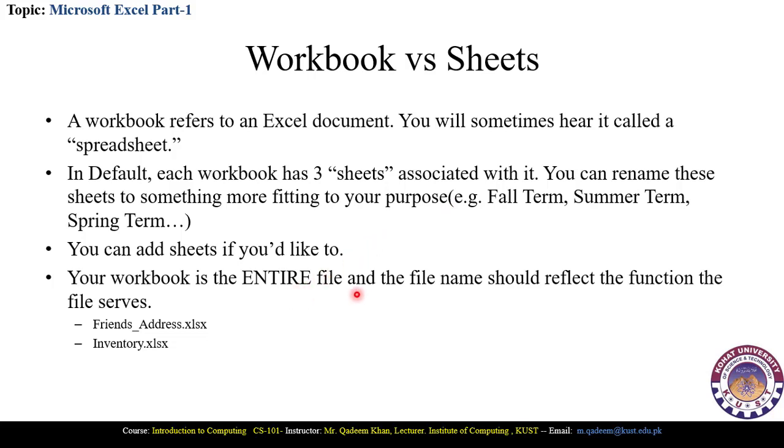The file name should reflect the function of the file. So it is better to provide names which are associated with the functionalities of the workbook. For example, friends address.xls. It is the extension of the workbook. Similarly, inventory.xls. So it is also the extension and inventory is the name of the workbook.